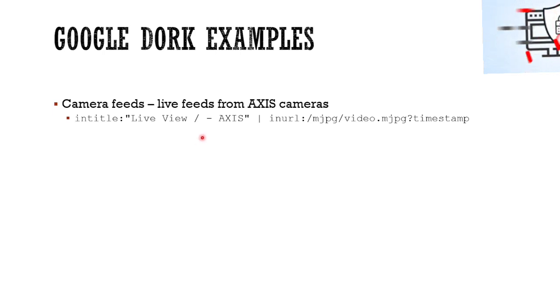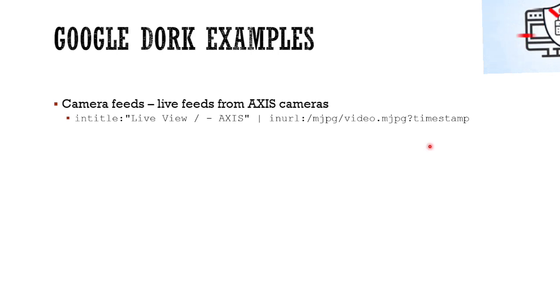And we could say, and see this pipe? This pipe here in general means OR. Or in the URL, we want video.mjpg, timestamp. And you might say, gee, I don't know what these are. But when you do learn about the things you're targeting, you'll go, oh yeah, I happen to know that this particular kind of camera always titles their web pages like this.